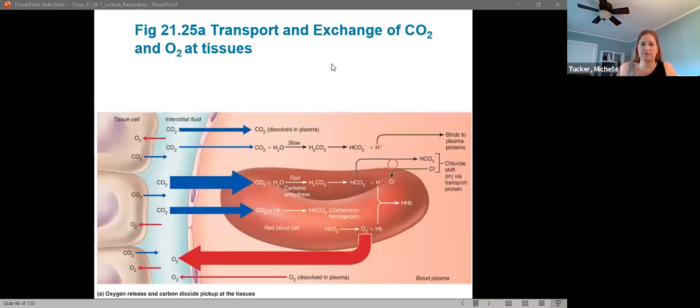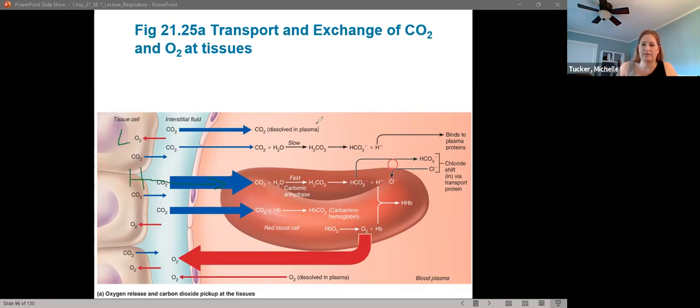So this is showing transport and exchange of carbon dioxide and oxygen at the level of the tissues. The tissues are going to have the low oxygen pressure gradient. In the blood, it's much higher. That's going to facilitate oxygen moving from the red blood cell, or the blood, to the tissue. The carbon dioxide gradient is high at the level of the tissue. That is going to push carbon dioxide into the bloodstream.